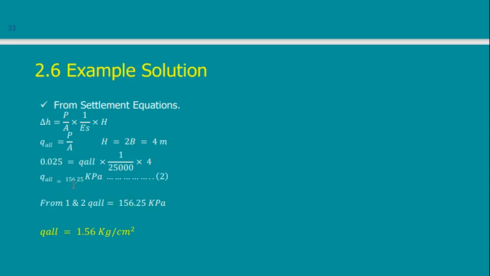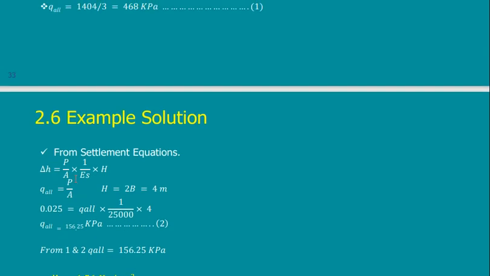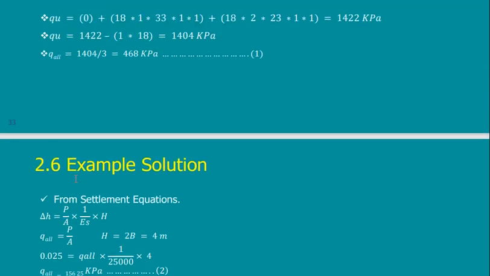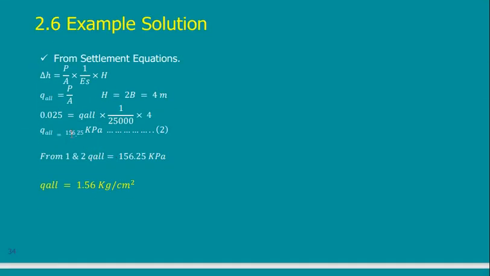Then I have the allowable stress. This is the allowable stress, 156. What is the value before that? From the bearing capacity, it was 400 something, 468, compared to 156. Then what is governing here? It's the settlement, because the allowable value for the settlement is 156.